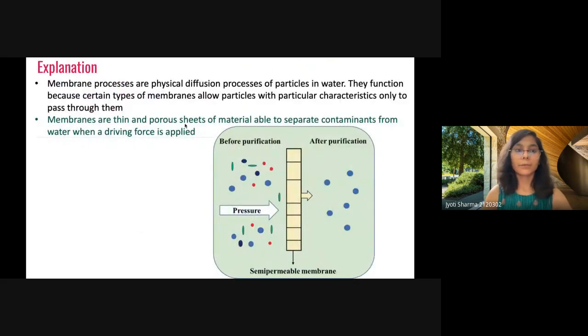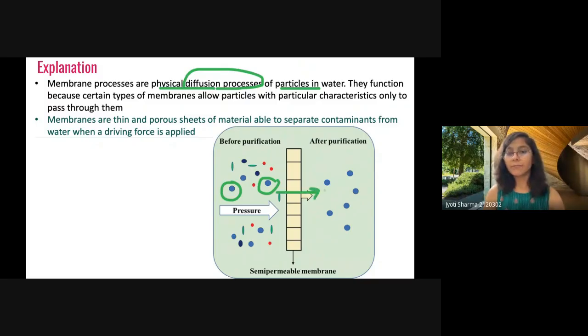So okay, coming to the membrane. Just read about this. Membrane processes are physical diffusion processes. It is a diffusion process of the particle in the membrane. For example, some of your particles, some of your molecules will enter into it, so there will be diffusion, but some will be resisted. They function because certain types of membrane allow particles with particular characteristics only to pass through them.